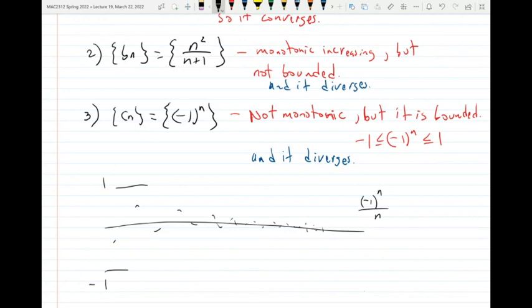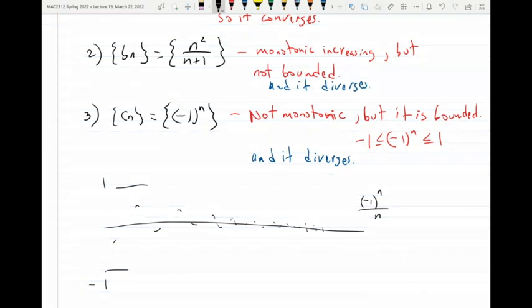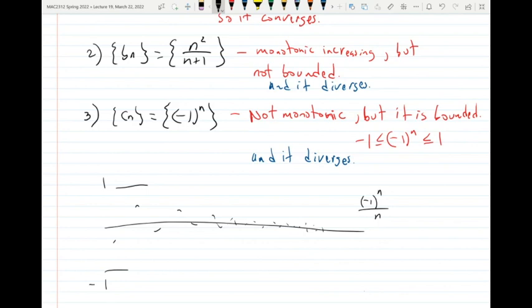And it's not monotonic because it's positive, then negative, because of the (-1)^n. But as n goes to infinity, it goes to 0. We saw that theorem last time. You can use the squeeze theorem on this: -1 over n below, 1 over n above. It goes to 0, so it has to go to 0. So it converges. It is bounded, but it's not monotonic. So it could be bounded and converge without being monotonic.